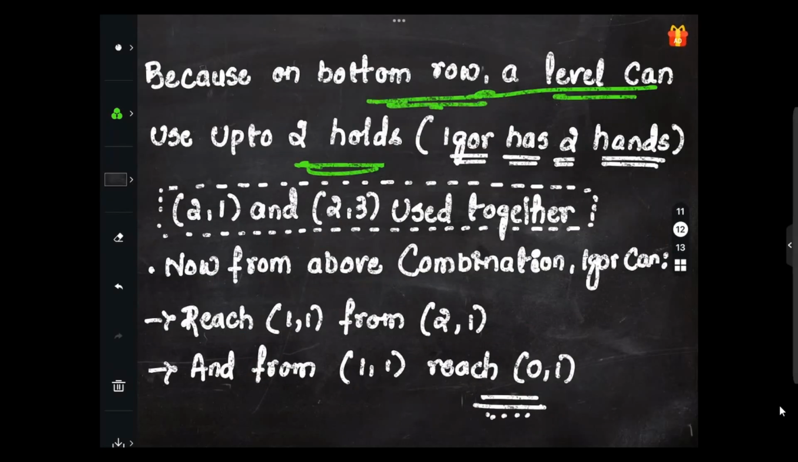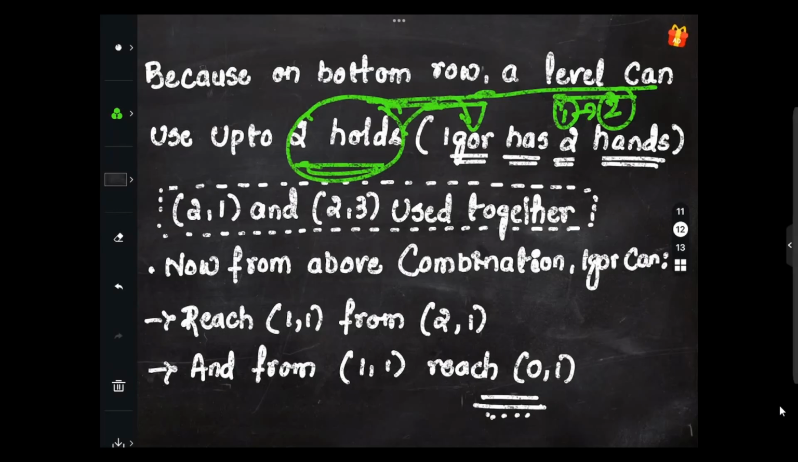Because on the bottom row, a climber can use up to 2 holds, right? Igor has 2 hands. He is a human being and has 2 hands. So because on the bottom row a climber can use up to 2 holds, here in this case, Igor has 2 hands. So 2 comma 1 and 2 comma 3 we can use together.